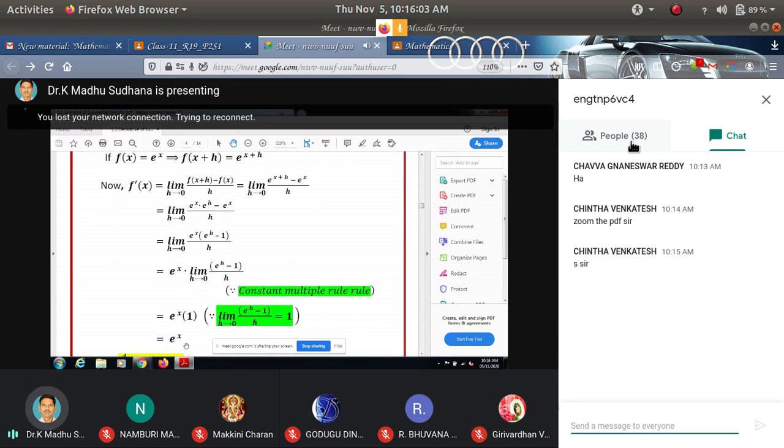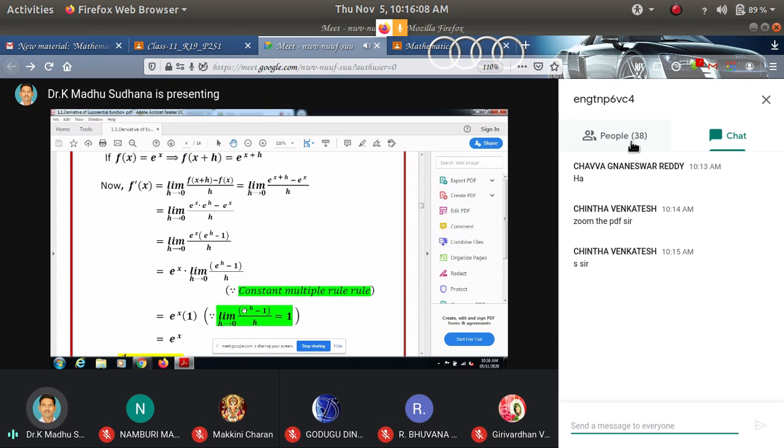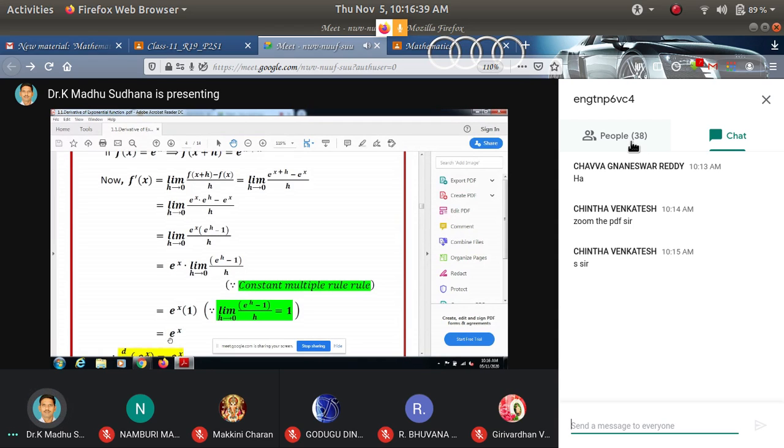This value equals 1, no? This limit value equals 1, because we already know this formula. Therefore, e power x into 1 equals e power x. So, try to see, we have to use the definition of the derivative, that is f dash of x equals limit h tends to 0, f of x plus h minus f of x by h formula. I had to substitute the value f of x equals e power x. So, by taking this, we get the derivative of e power x equals e power x only.